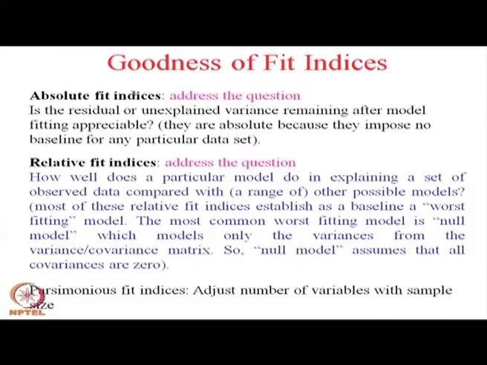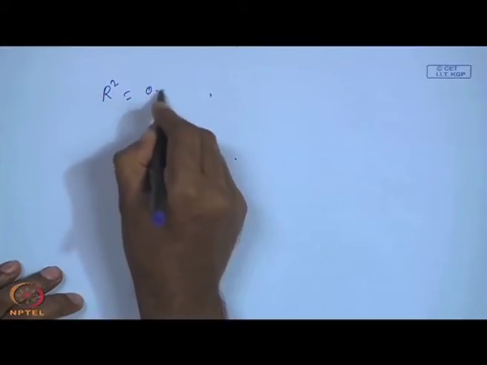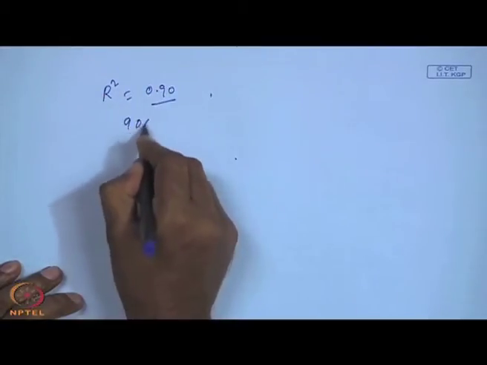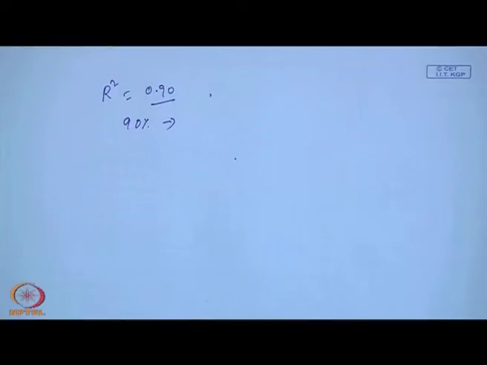In absolute fit indices, the question is: is the residual or unexplained variance remaining after model fitting appreciable? They are absolute because they impose no baseline for any particular data set, similar to R square. R square, if it is 0.90, it says 90% variance of y is explained by the model. Here also we are basically talking about what will happen to this.